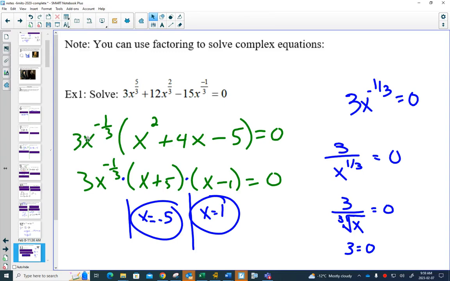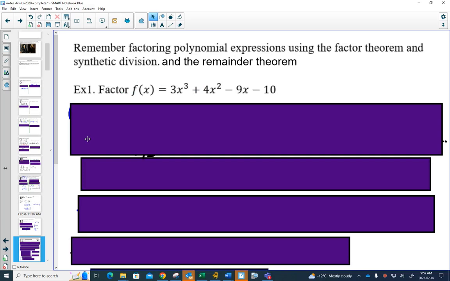Okay. So, bell's going to ring shortly. We will leave factoring from the remainder theorem and synthetic division from grade 12 review for next class.